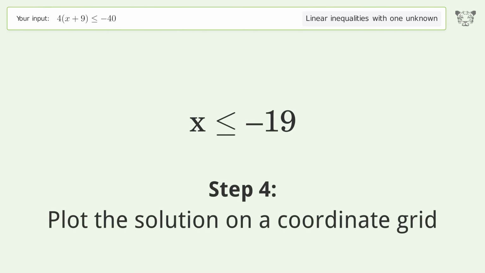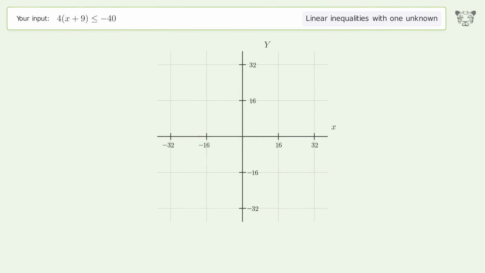Plot the solution on a coordinate grid. And so the final result is x equal or smaller than -19.